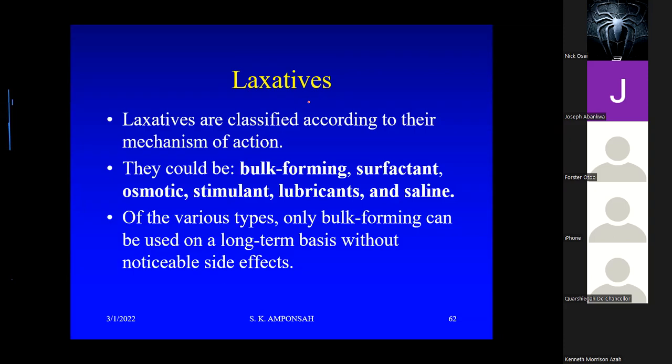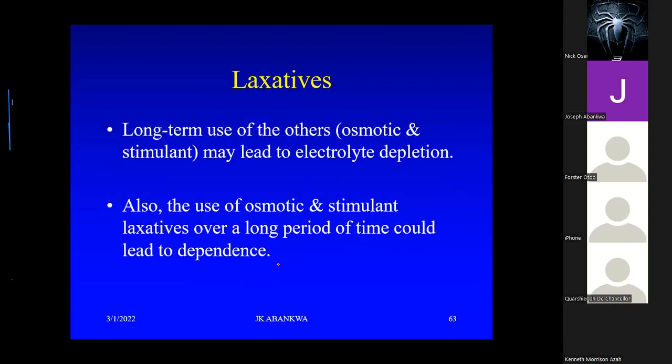That's it. So let's move back to the laxative. Depending on the mechanism of action, it is given names. So we have bulk forming, surfactants, osmotic, stimulant, lubricants, and saline. Now, of the various types, only bulk forming can be used on a long-term basis without noticeable side effects. Long-term use of the others, which includes osmotic and stimulants, may lead to electrolyte depletion.